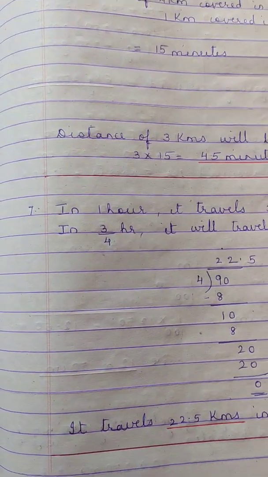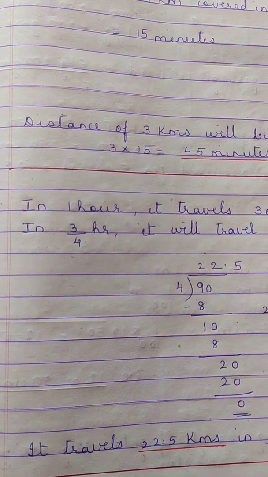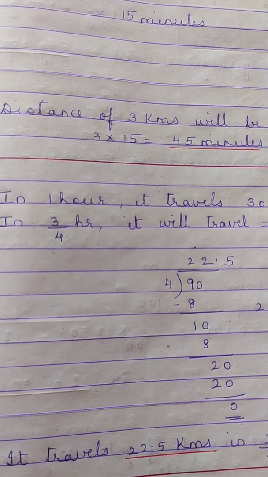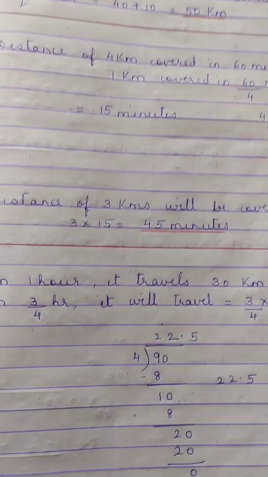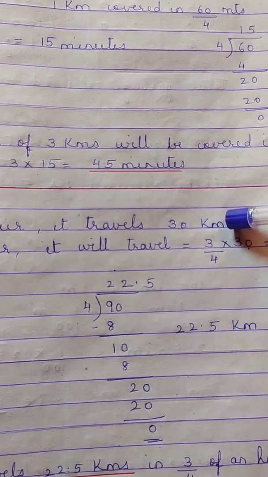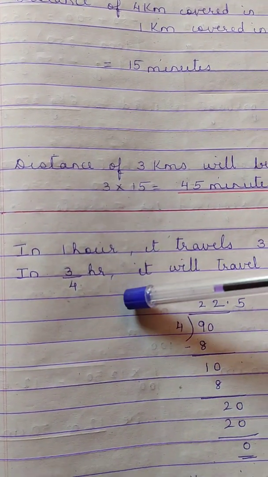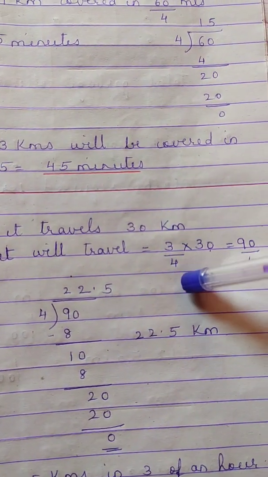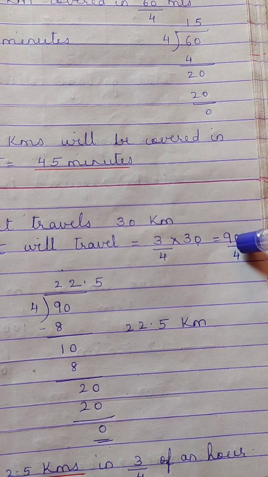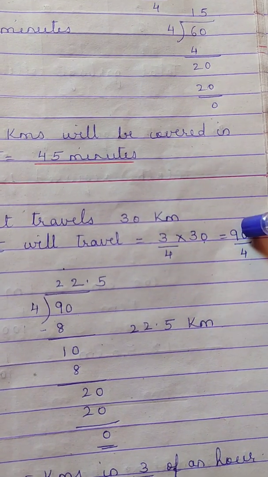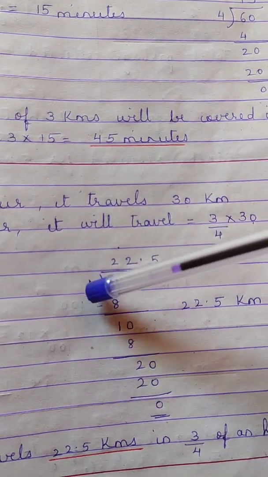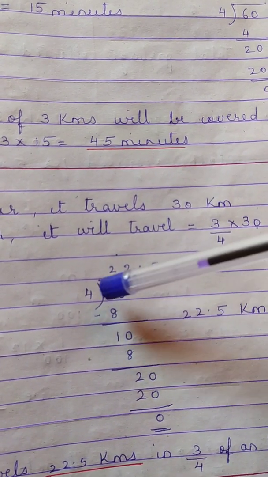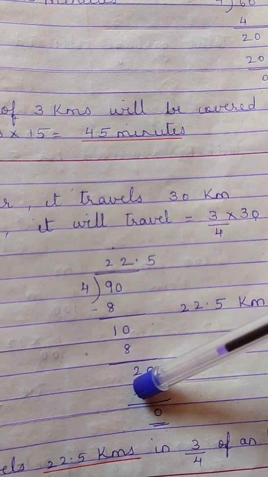Next, question number 7. If a rickshaw travels at a speed of 30 kilometers per hour, how far will it travel in 3/4 of an hour? So in 1 hour, it travels 30 kilometers. In 3/4 of an hour, how much will it travel? 3/4 into 30. 3 into 30 is 90 upon 4. Divide 90 by 4. 4 2s are 8. 9 minus 8 is 1. Bring down this 0. 4 2s are 8. 10 minus 8 is 2.